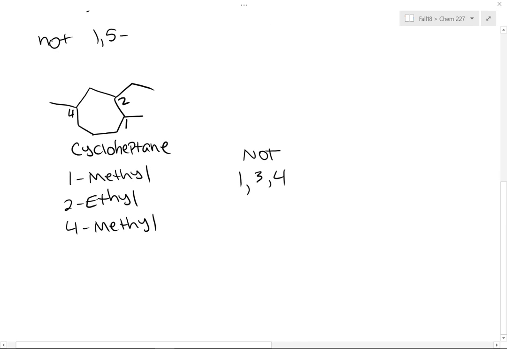So the name for this molecule, we have a 2-ethyl. I'm going to combine the methyls in a 1,4-dimethyl. Those are all of my substituents, so now I'm ready for the parent. The parent is a cycloheptane.